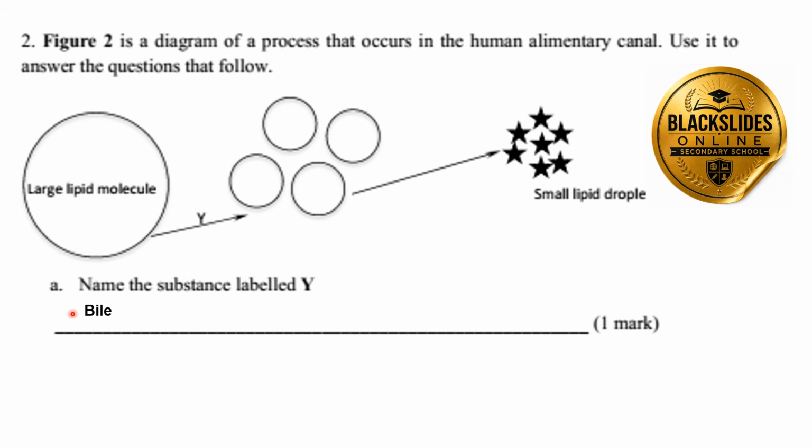So 1 mark for saying bile, but you can also say bile juice. Once again, let me mention that bile is produced by the liver, but is stored in what is called the gallbladder.